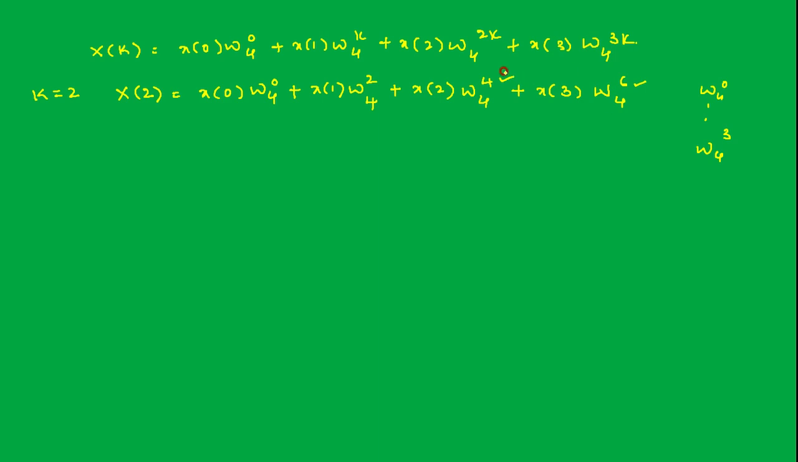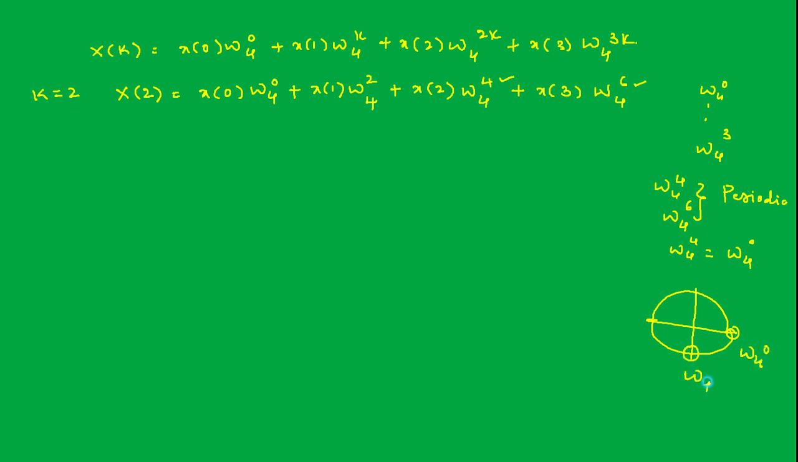How to calculate these values? W4 and W6 can be calculated using the property of periodicity, right? Therefore, this W4 to the 4 is nothing but W4 to the 0. How? You can see here. By using this one, you can understand. So this is W4 to the 0.